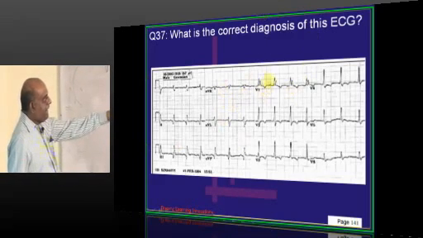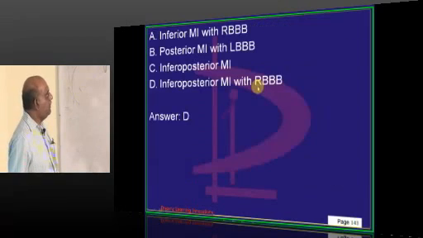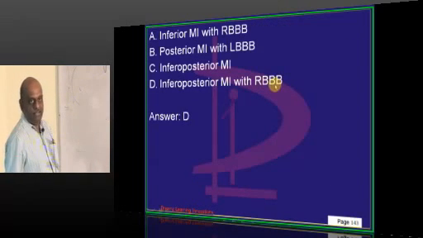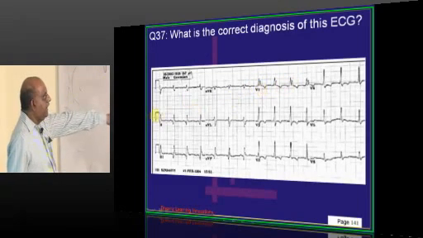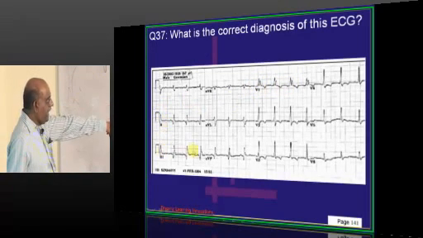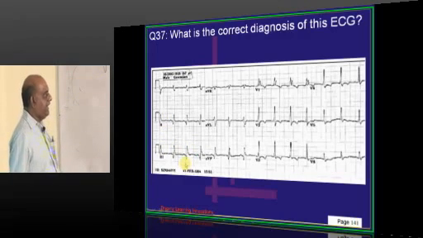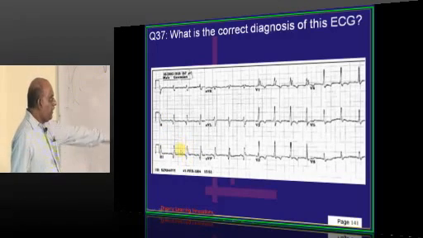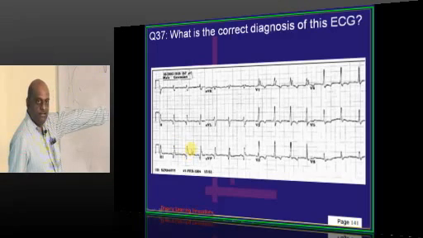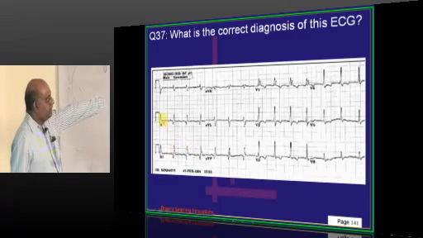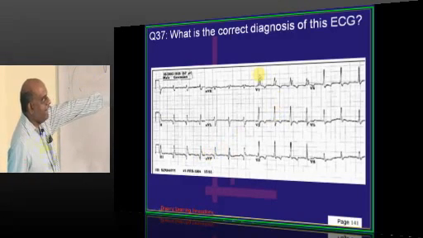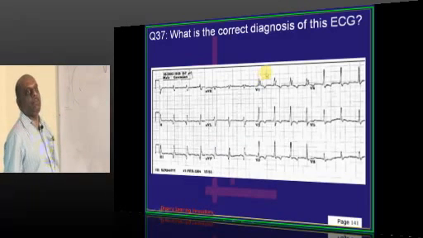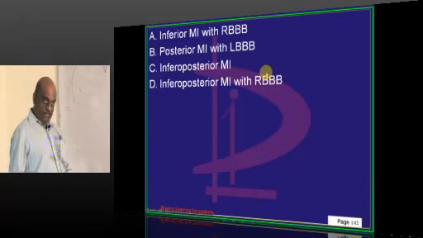We are finding one RSR pattern on V1. So it's a case of RBBB, along with that, RSR in V1. Inferior wall, 2, 3, AVF, what do you see? You are finding a Q wave before R wave. So 2, 3, AVF is involved, showing Q wave, inferior wall, along with RSR in the lead V1. So RBBB. So inferior posterior MI with RBBB.